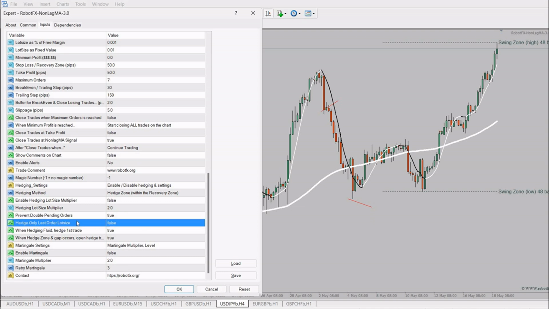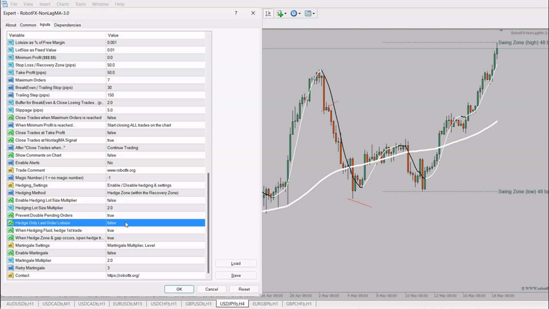There's the possibility to hedge only the last order lot size, which is set to false by default. That means that the expert advisor will, for example, double the lot size only of the last open order and not the entire basket of orders as it was designed to work.